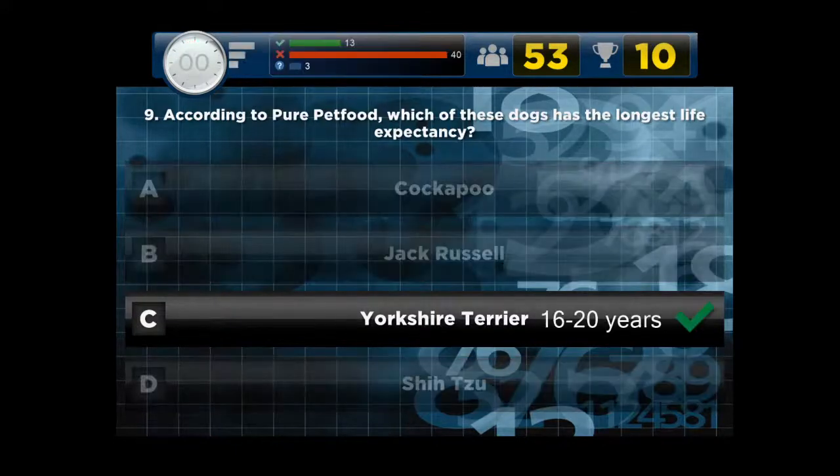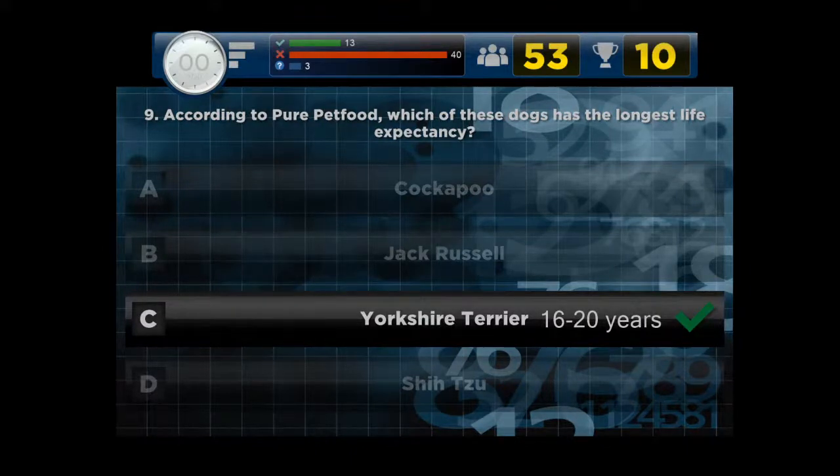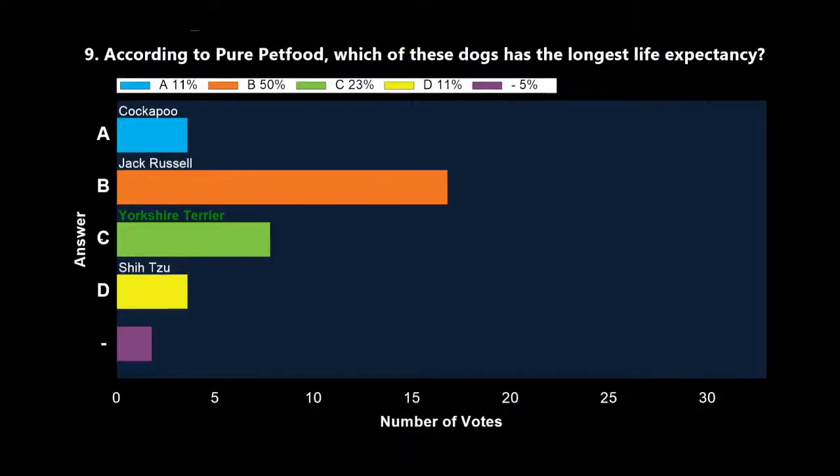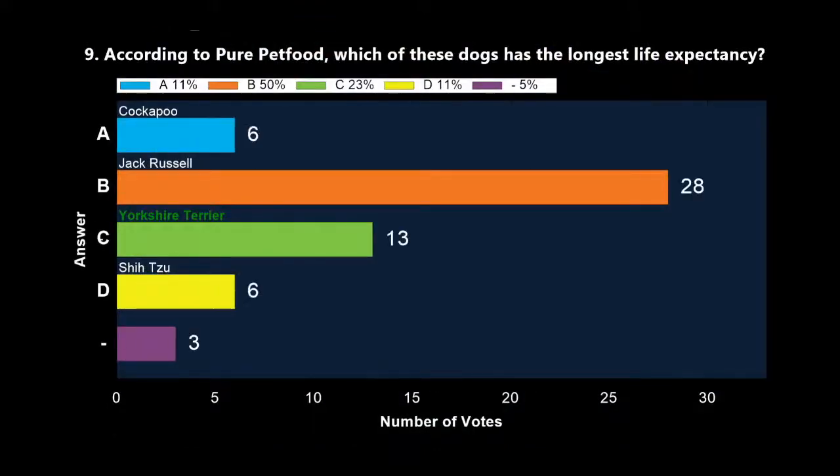And the answer is Yorkshire Terrier with a life expectancy of 16 to 20 years. So C is what we're looking for. But Jack Russell, the most popular answer. 13 getting that right. 6 going for Shih Tzu, and for Cockapoo 6 apiece. 3 no-shows.